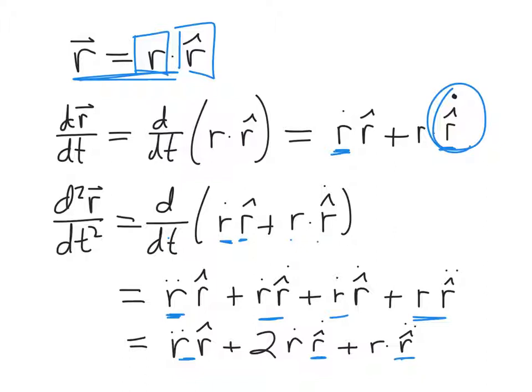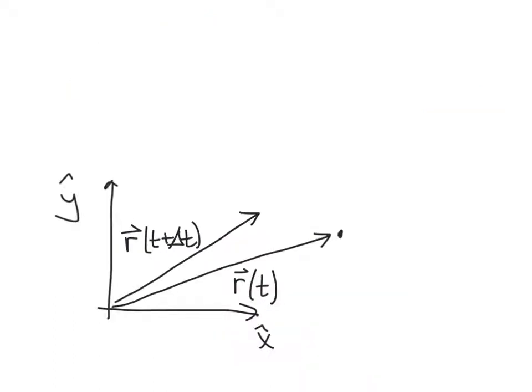So now we need to calculate the time derivative of the radial basis vector r hat, and then the second time derivative of the radial basis vector. So let's look at how we do that. Okay, so this is what that looks like. Say at time t, our position vector r points here. So there's our position at time t, and at some later time, a little bit later, delta t, our position vector now points here. So here's our new position, and here's our new position vector.